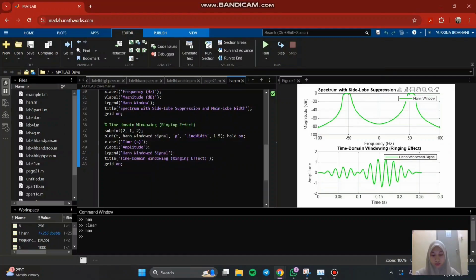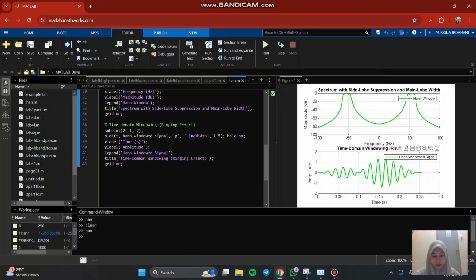The plot also demonstrates how the Hunt window improves spectral resolution by reducing spectral leakage, a common issue with raw FFT analysis. Moving to the bottom subplot, we see the signal in the time domain after applying the Hunt window. The x-axis represents time in seconds and the y-axis represents the amplitude of the signal. Notice how the signal tapers smoothly to zero at both ends. This is the effect of the Hunt window, which minimizes discontinuities and reduces the abrupt transition in the signal.